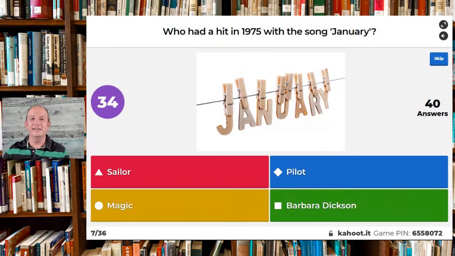It still gets played all the time, especially in January. Apparently, it was written after a character in a book, a girl in the book called January. It wasn't about the month at all. But it was a hit in January in 1975. So, but who sang the song? Sailor, Pilot, Magic, or Barbara Dixon?